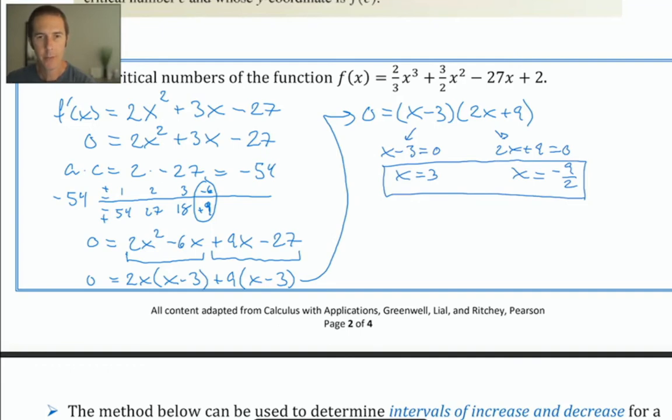More than anything, that was a review of the factoring process rather than taking a derivative, but that's why we have to have solid algebra skills in order to be successful as we keep marching through our math classes. Still have to know how to factor.